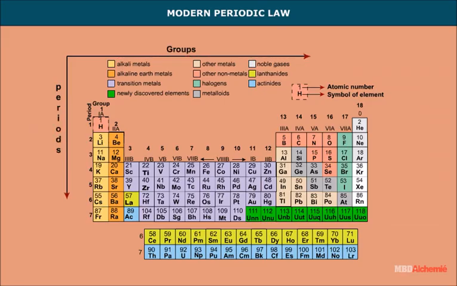Modern periodic law states that physical and chemical properties of the elements are a periodic function of their atomic number. The elements are arranged according to their ascending atomic numbers. The modern periodic table is the extended form of Mendeleev's periodic table. It has 18 vertical columns, 1 to 17, and 0 group.